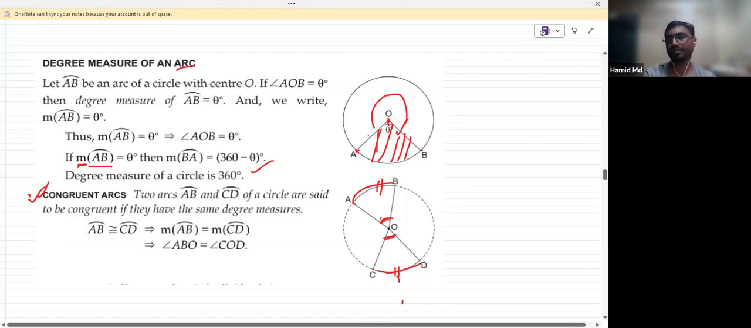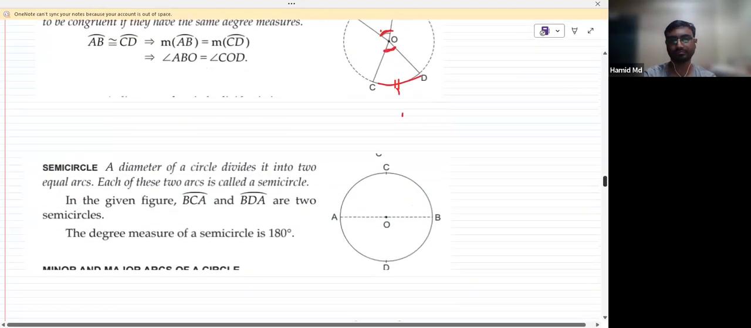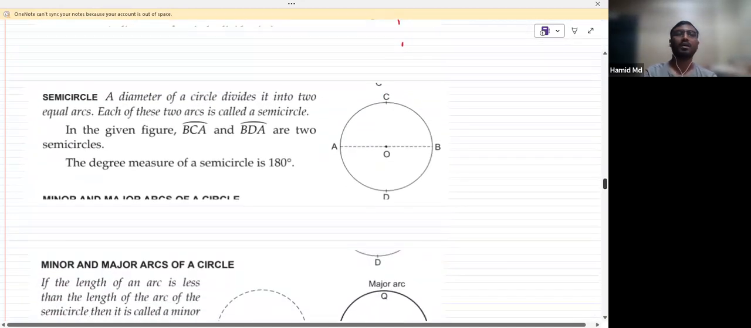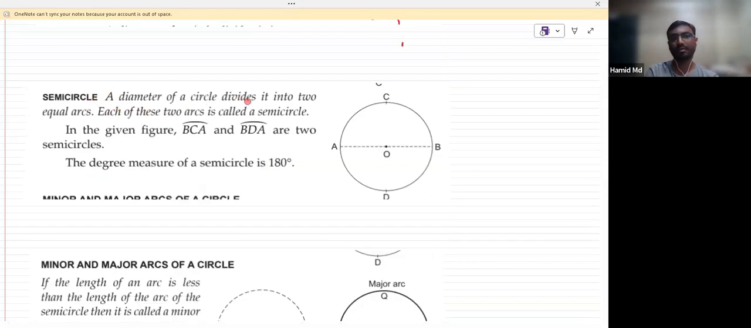Done? So finished. Okay, so I think we discussed this already. Semicircle: a diameter of a circle divides it into two equal arcs. That's the important key point. Each of these two arcs is called a semicircle. You now got the meaning of semicircle? The degree measure of a semicircle is 180 degrees. This is a straight angle, so that's why it's 180 degrees.